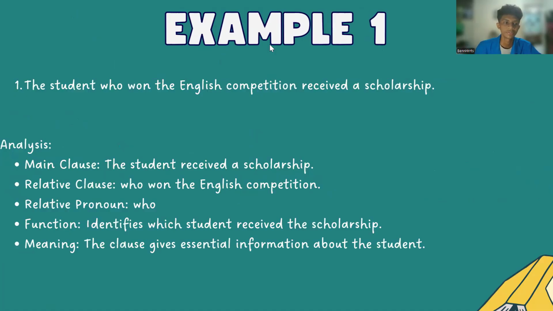And this is the example sentence. The student who won the English competition received a scholarship. For the analysis, main clause: the student received a scholarship. Relative clause: who won the English competition. Relative pronoun: who. Function: identifies which student received the scholarship. Meaning: the clause gives essential information about the student.